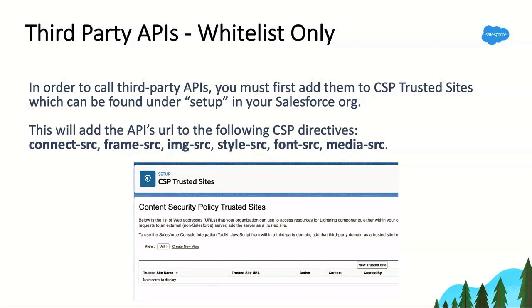When you do whitelist a URL by this method, the CSP will be changed to include the connect, frame, image, style, font, and media. So that means you'll be able to use iframes, images, styles, et cetera, but you'll notice script is not in there. Whitelisting a third-party API does not enable the execution of script from that address.